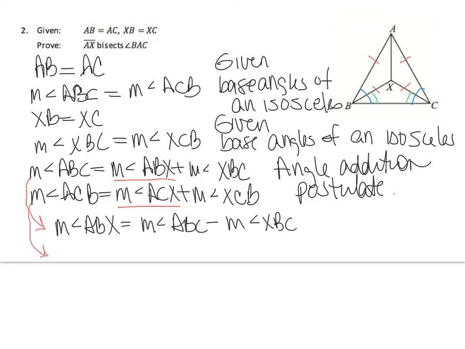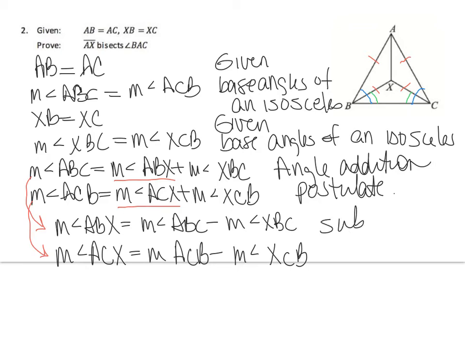And then this one's next. Measure of angle ACB. Nope. See, I move slow because I don't like making mistakes, which I do all the time. Measure of ACX equals ACB minus XCB. And that's just the subtraction property of equality for both of them. Cool.